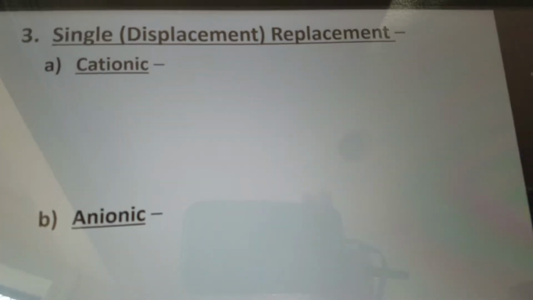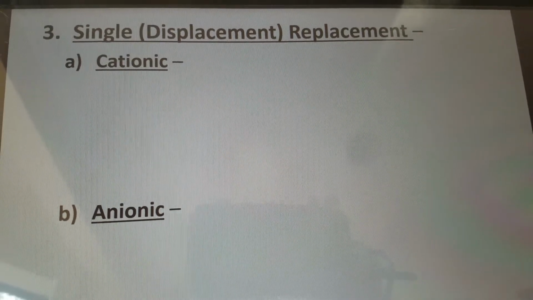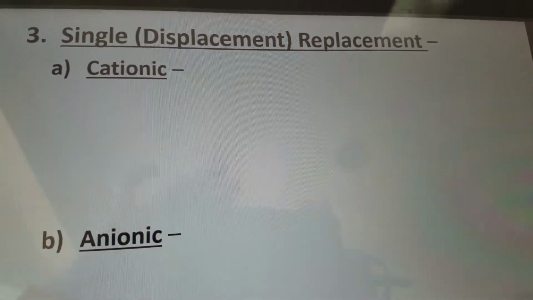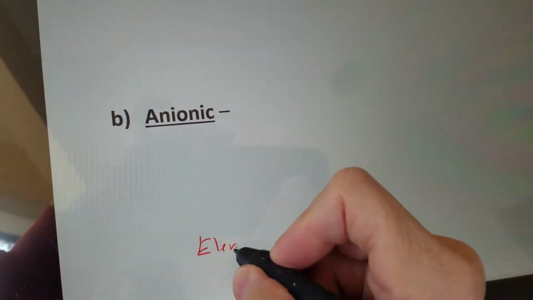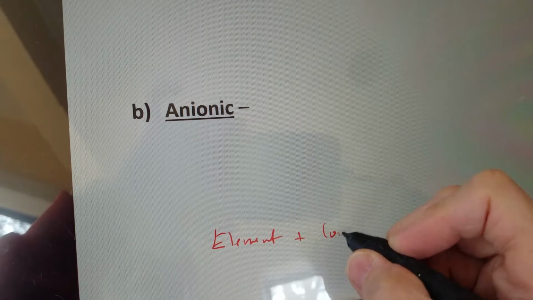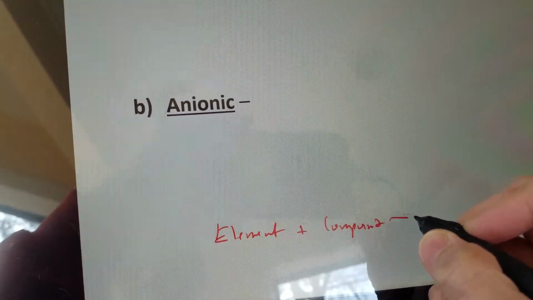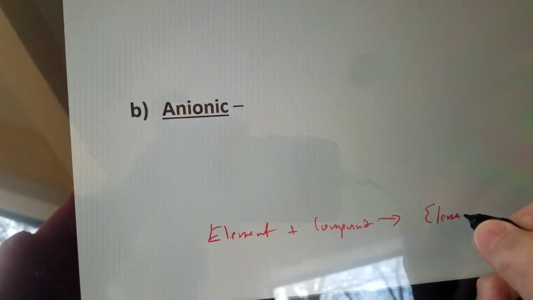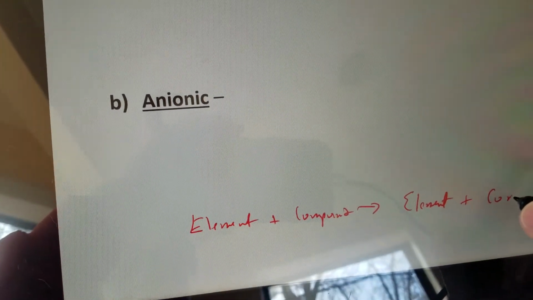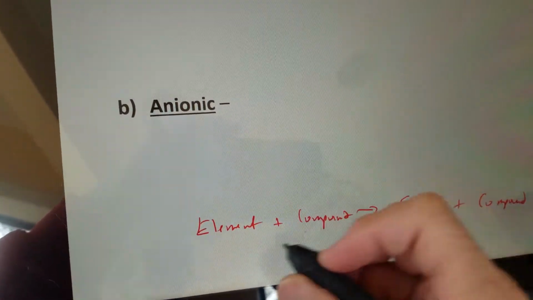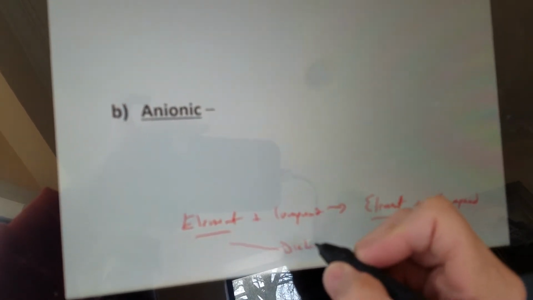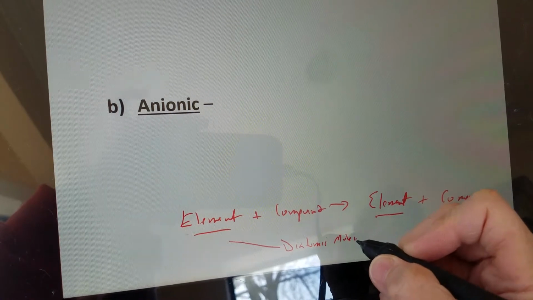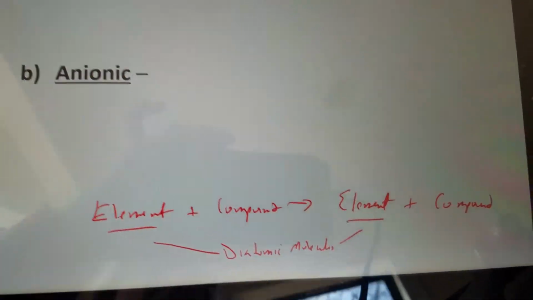A single displacement, or some books will call it a single replacement reaction, involves taking, and I'm going to just do a general down here at the bottom, you're going to take some kind of an element, react it with a compound, and you're going to produce a new separate element and a new compound. And where I'm putting element here, it could also be a diatomic molecule, like chlorine or bromine or some of these that you'll run across. There's two different forms of this.